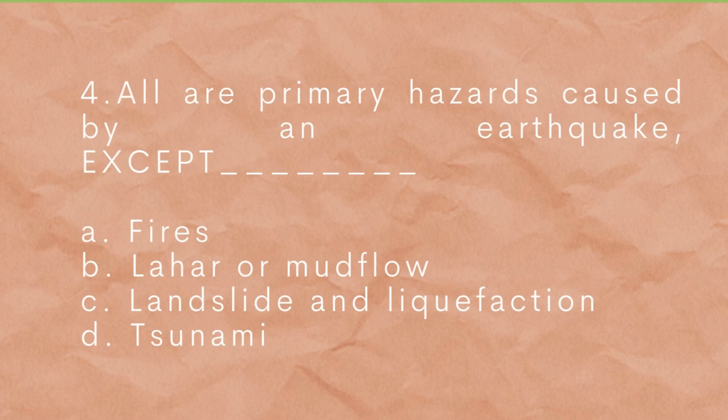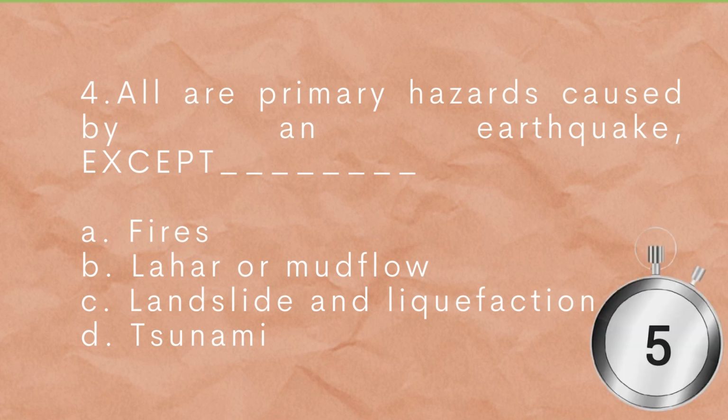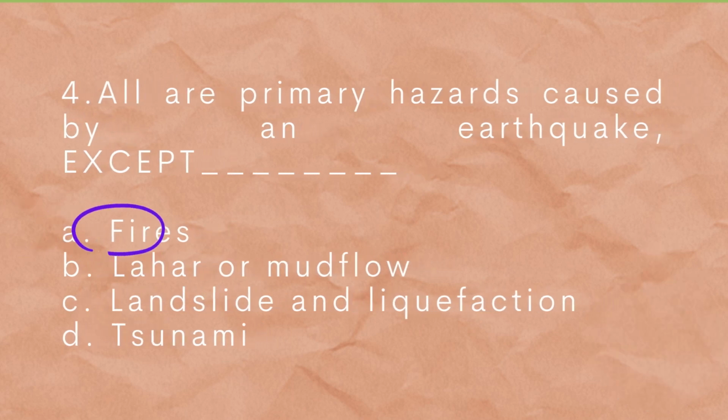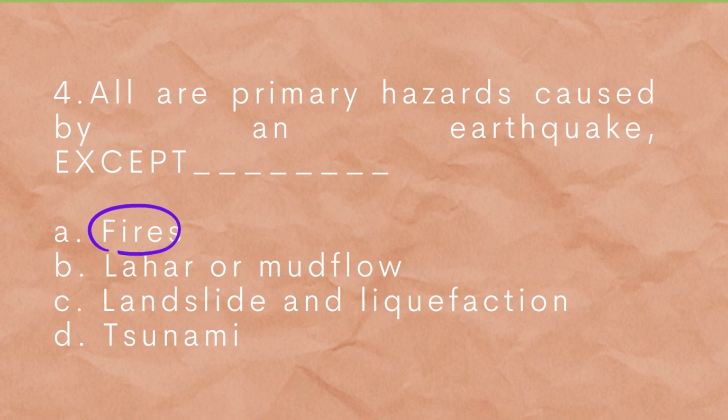Let's proceed to number 4. All are primary hazards caused by an earthquake except blank. A. Fires. B. Lahar or mud flow. C. Landslide and liquefaction. And D. Tsunami. The correct answer is letter A. Fires.